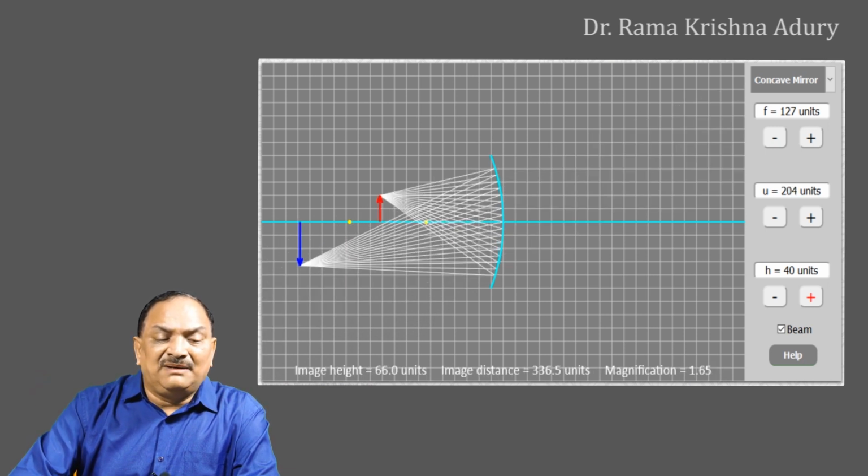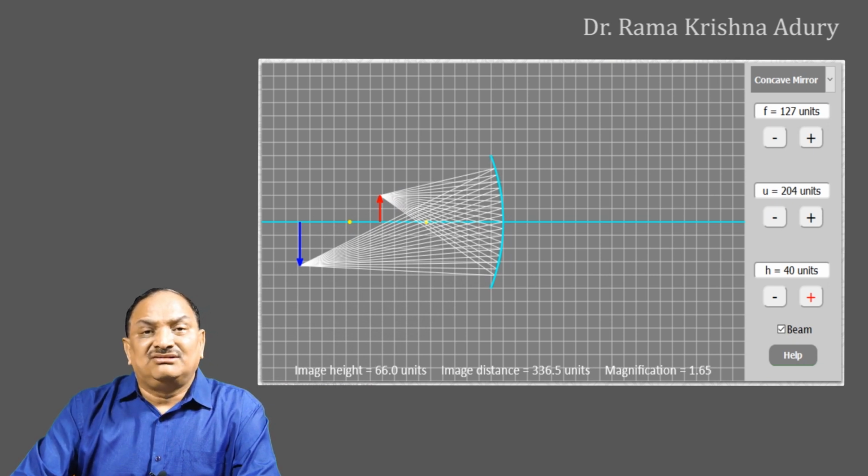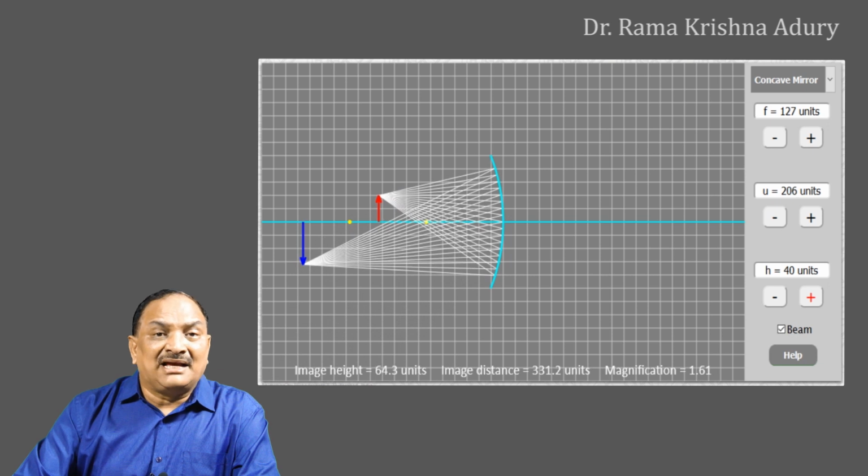When the object is placed between F and C, the image is a real image, an inverted image, and a magnified image. I repeat, when the object is placed between F and C, the image is formed beyond C. It's a real image, inverted image, magnified image.